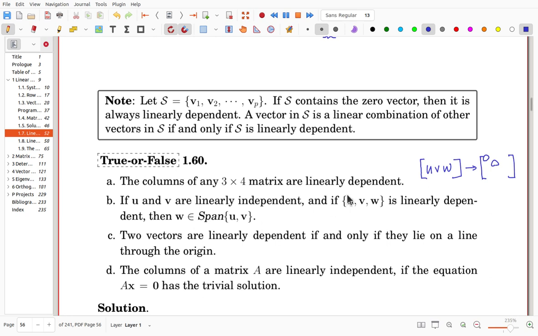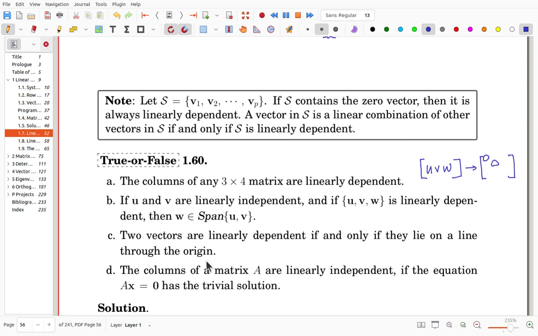That means we may consider the third column as the right side in the beginning, then it has a solution, right? So W is in the span of U and V. That means W is a linear combination of U and V. So it is true. Next: two vectors are linearly dependent if and only if they lie on a line through the origin. Is it true?